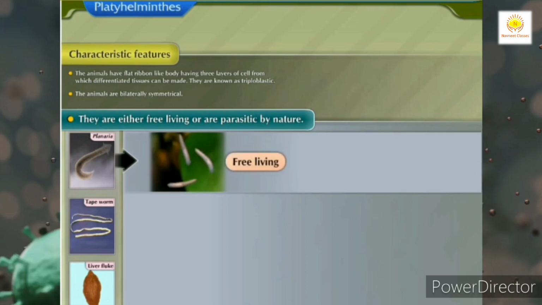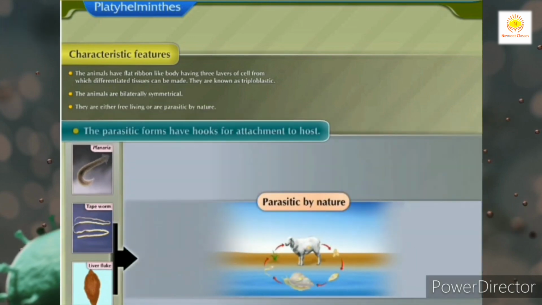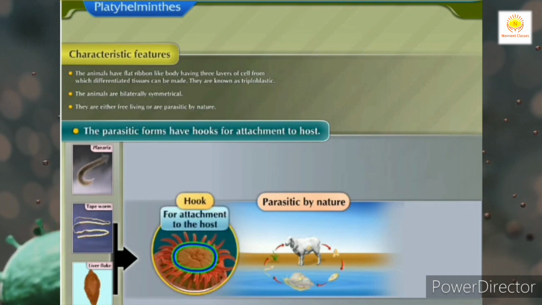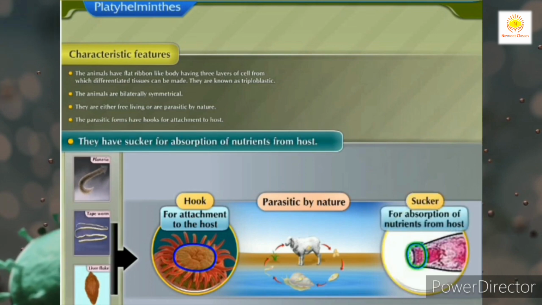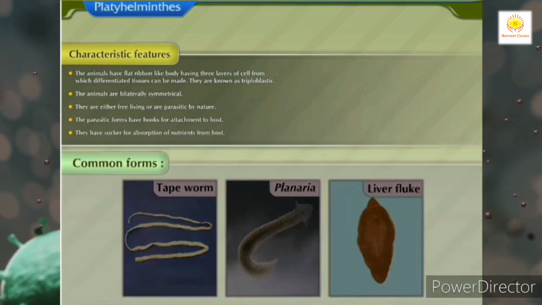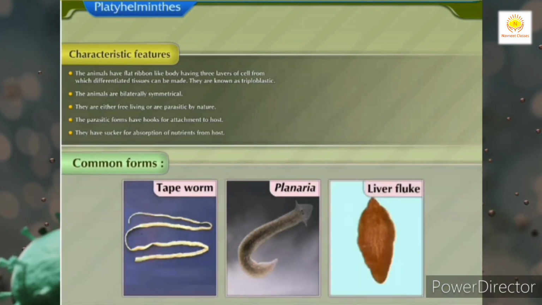They are either free-living or are parasitic by nature. The parasitic forms have hooks for attachment to host. They have sucker for absorption of nutrients from host. The common forms are tapeworm, planaria, and liver fluke.